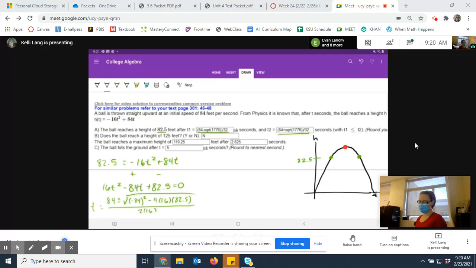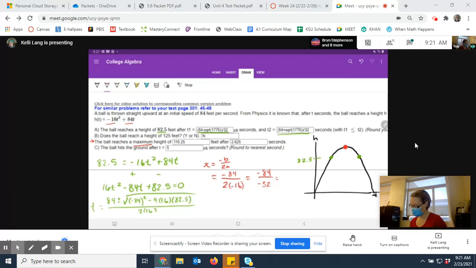So we're not going to answer B yet. We are. It's right beneath it. It's still part of B. We're actually going to figure out what the maximum is first. In order to find the max, we are looking for a vertex, which is an x value of negative b over 2a. Well, this is our b, this is our a, so this would be negative 84 over 2 times negative 16, which is negative 84 over negative 32, and that doesn't evenly divide.